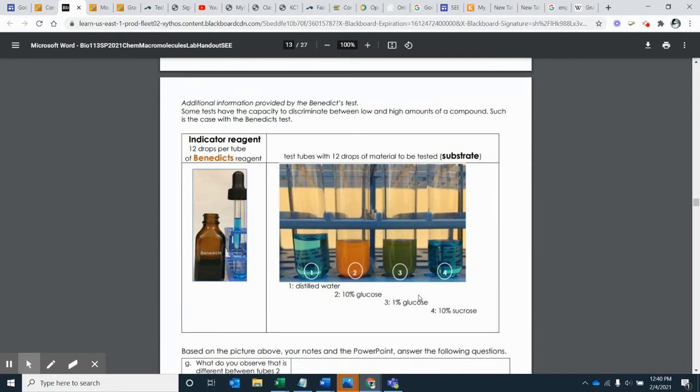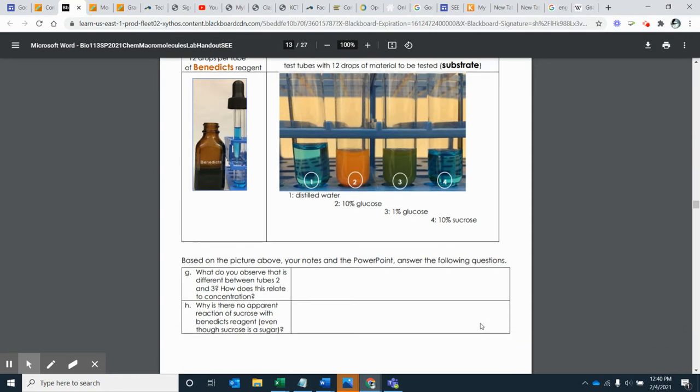The next one, Benedict's, we looked at the ability to discriminate between a high and a low amount of sugar. So you've got the 10% glucose, which obviously is higher than the 1% glucose, and then you have the sucrose. Sucrose is negative because it's not a reducing sugar. The difference between tubes 2 and 3 is a color difference, obviously, but it's related to the concentration difference.